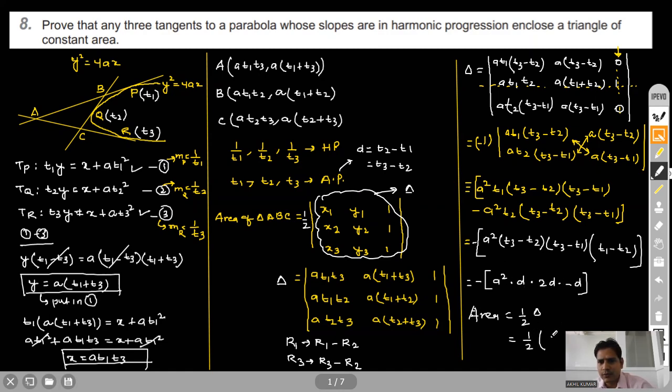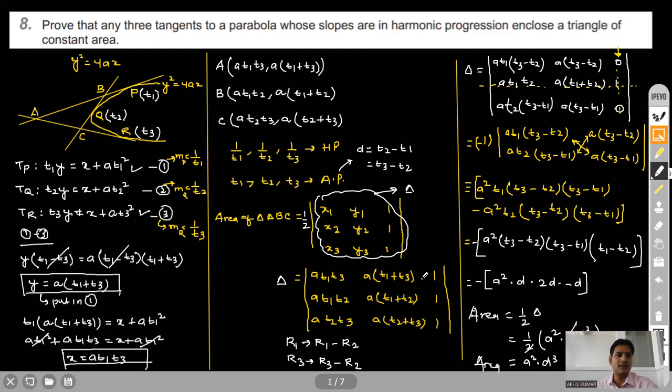This will be half of, this is our delta, no? A square into 2 times D cube. This minus and minus will get cancelled out. So it will be 2 times D cube into A square. So this 2 and 2 will get cancelled out. We got the area of the triangle as A square into D cube. So it is basically constant. This is constant, no? A square into D cube. So this is what we were required to prove.